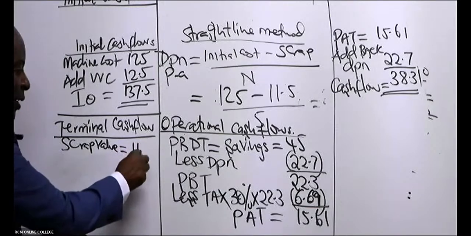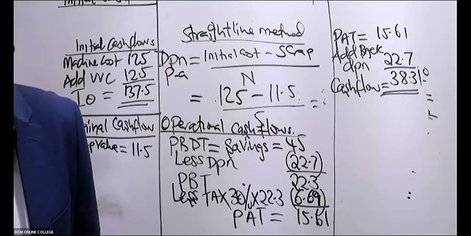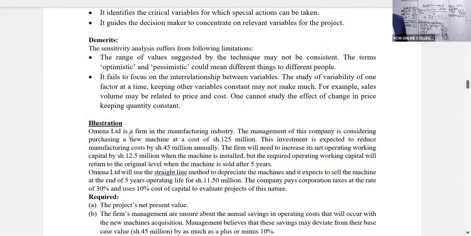11.5 is correct. What else shall we bring here? Oh, the question you haven't gotten is under scenario analysis. Search slowly. We are almost done. Next time I'll give those page numbers. There is an illustration under scenario analysis. Sorry for that. Under scenario analysis, you'll see the illustration.